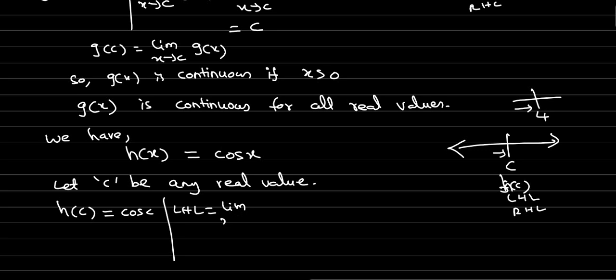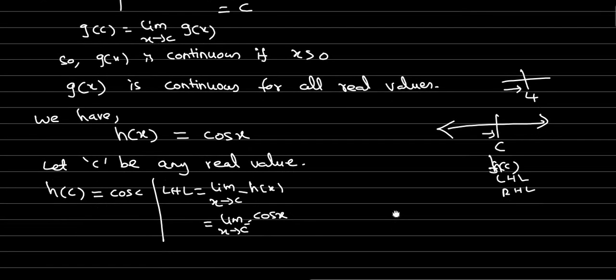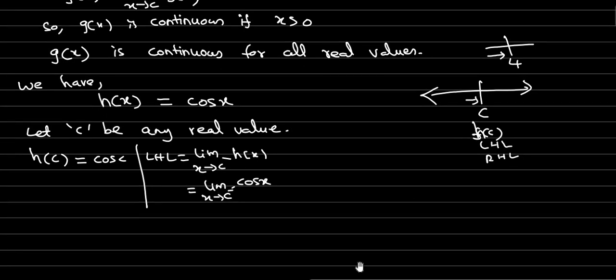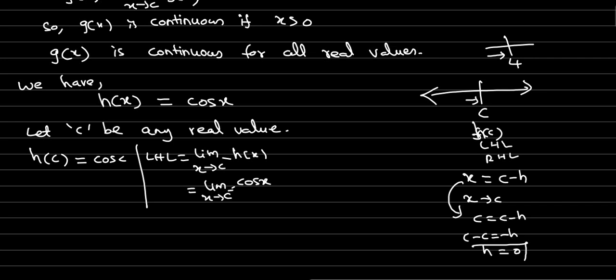Now the limit as x approaches c from the left side of h of x, where the function is cos x. From the left side, the close values are approximately c but less than c, so I make the substitution x equals c minus h. If x is approaching c, then c equals c minus h. Taking c to the other side, c minus c equals minus h, so h equals 0. If x approaches c, h approaches 0.